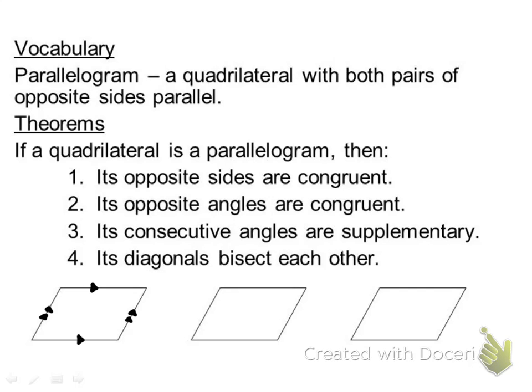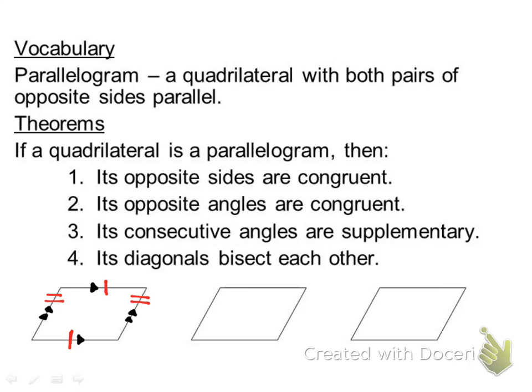Now, a few really cool things happen in parallelograms. The first one is that the opposite sides are always congruent. So whatever this side is, this side will be the same. They're congruent. This one is going to be congruent to that one. So the sides opposite one another are congruent. Okay?